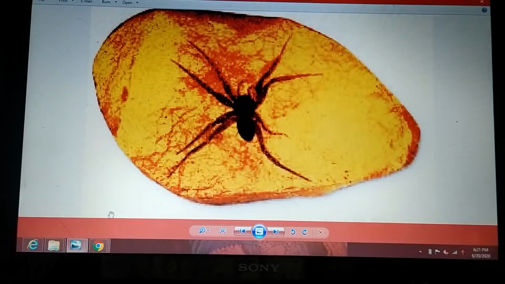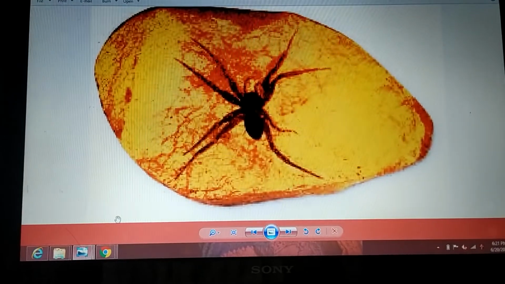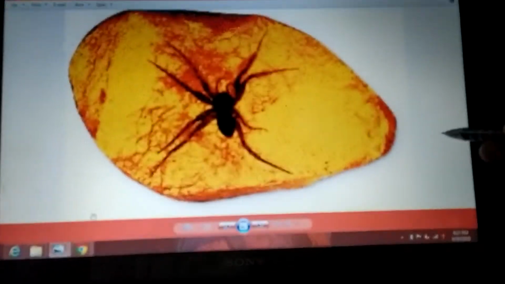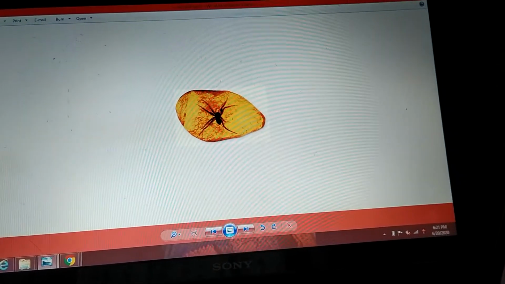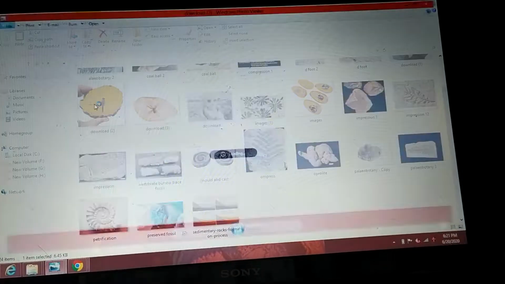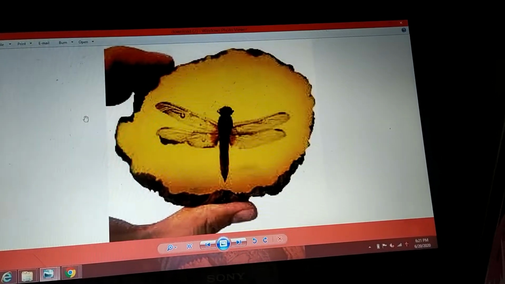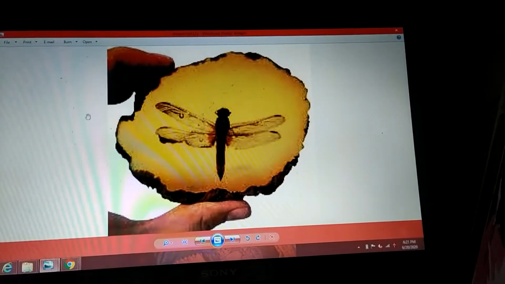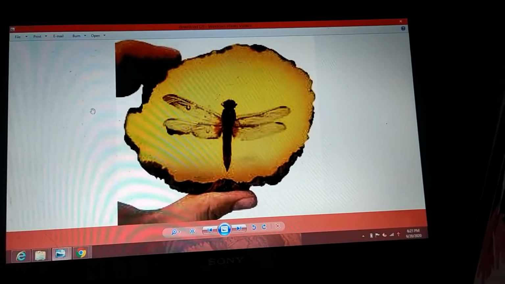Amber fossils have a very good ornamental value. You can use them as lockets. Hanging a chain here, it will be a locket. And here are some more images of amber. A beautiful image where a dragonfly is embedded in this amber, embedded in the resin, leading to the formation of what?